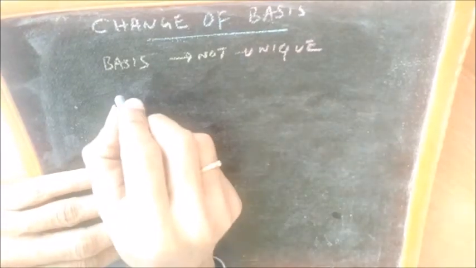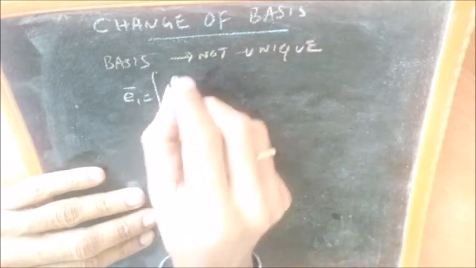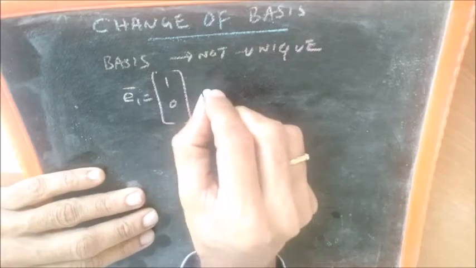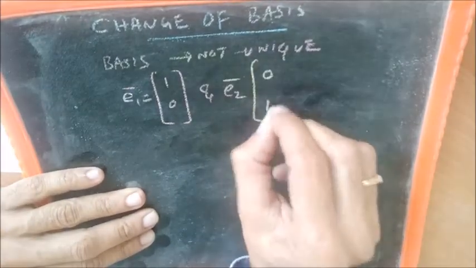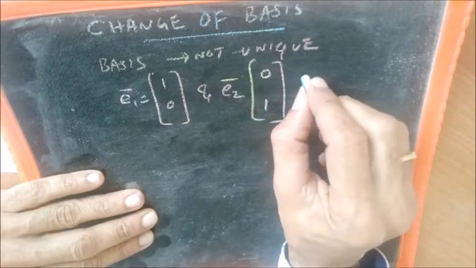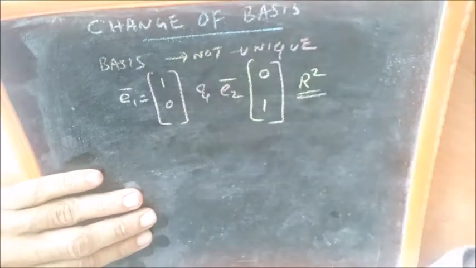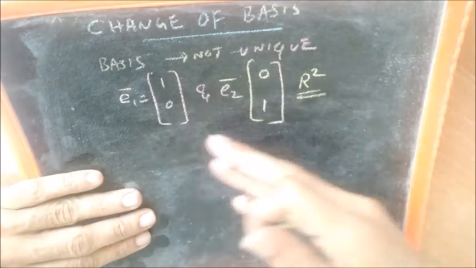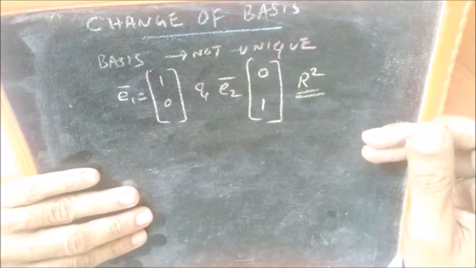For example, vector E1 (1, 0) and vector E2 (0, 1), this is, as you know, a basis for R2. This is a basis for R2 because any two-dimensional real vector can be represented by a linear combination of these two. It is well known.